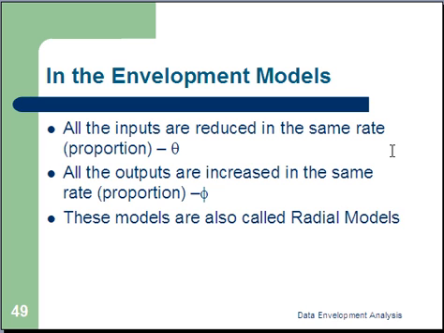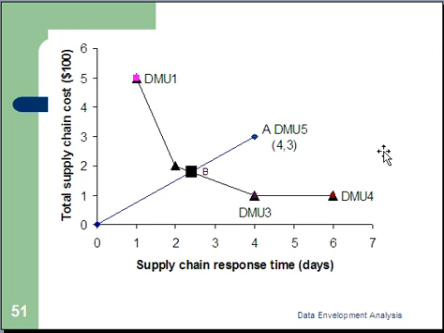Again, in the very first DEA models that we discussed, the envelopment models, these are called the radial models. The inputs are being reduced in the same proportion and the outputs are being increased in the same proportion. This is again the example that you've seen before. How you measure the efficiency of DMU A is you connect the origin to A and you get an intersection on the frontier, B. So both inputs are being reduced in the same proportion, radially.